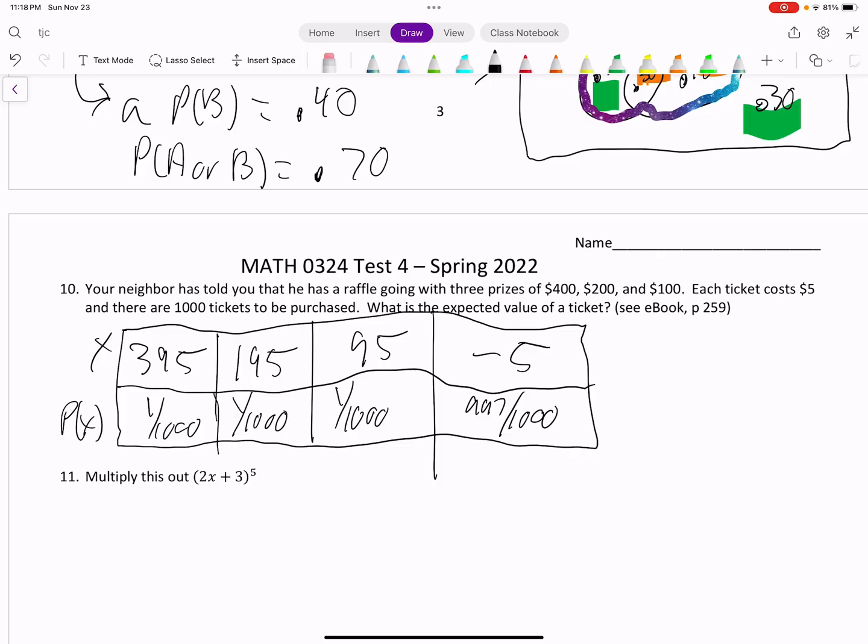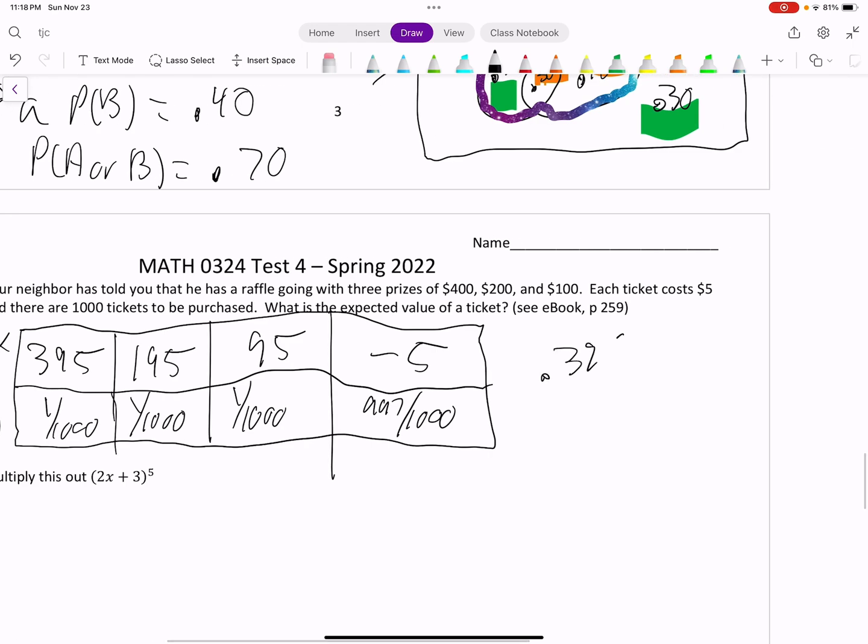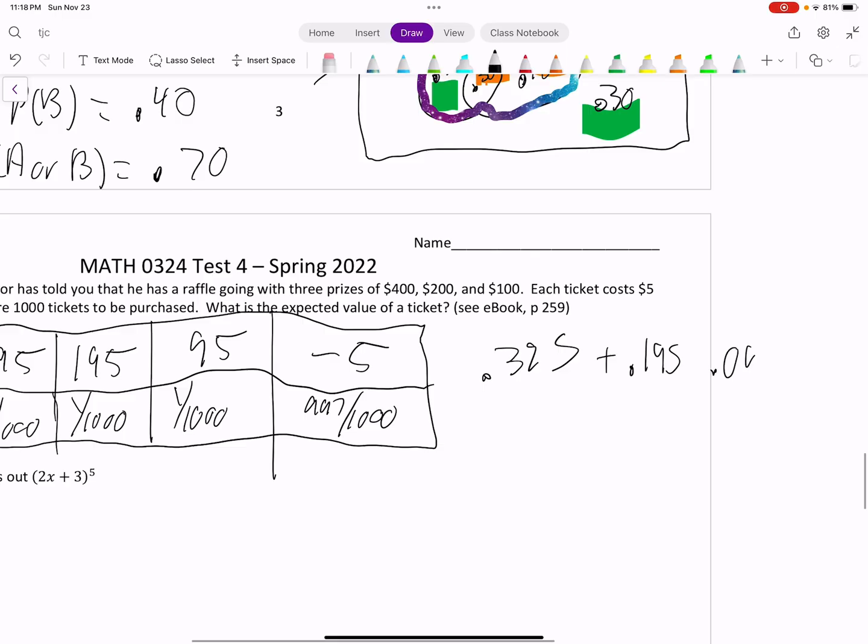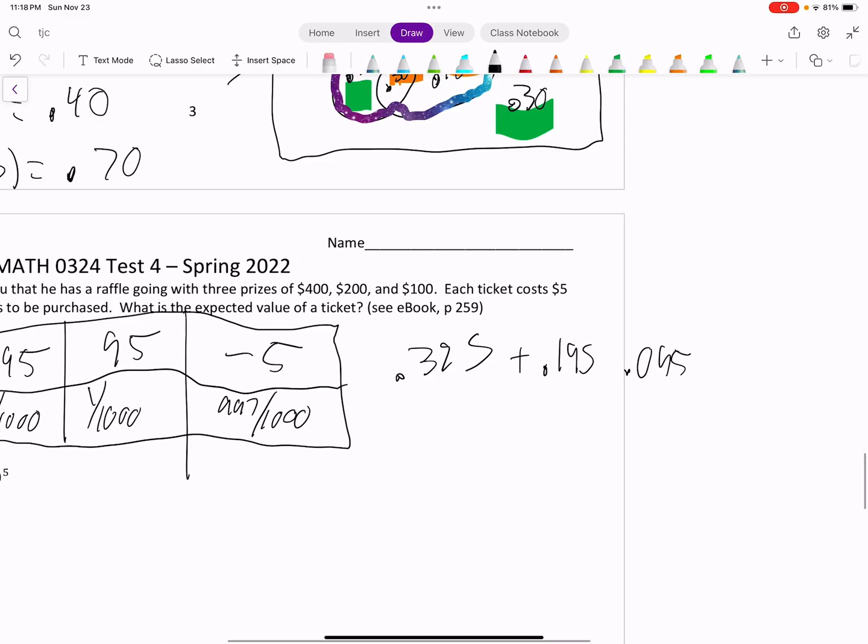So we go 395 times 1 out of 1,000, which is 0.395, plus 0.195, which is 195 out of 1,000, and then plus 0.095. And then the last one is negative 5 times 997 divided by 1,000. That's negative 4.985.